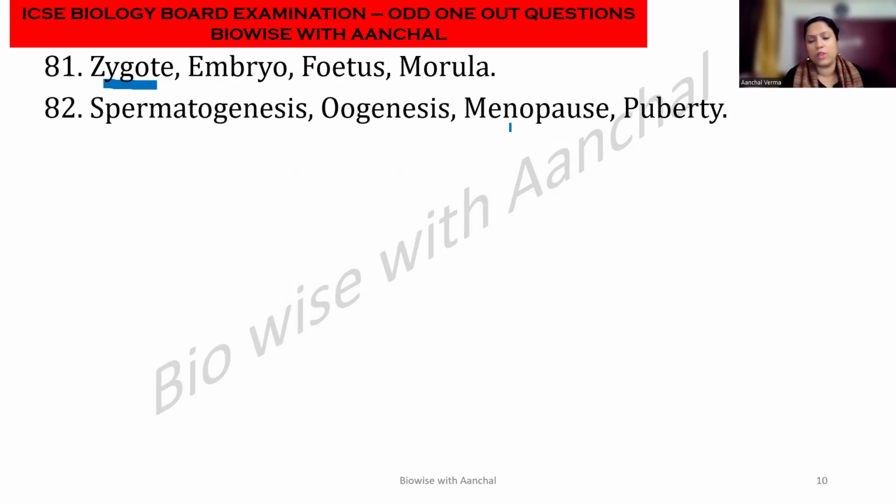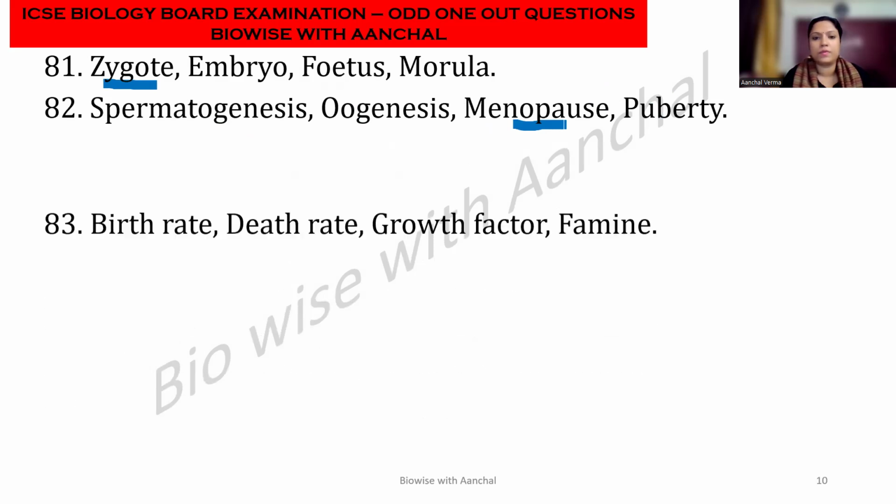Spermatogenesis, oogenesis, menopause, puberty. Now, when puberty happens, you have spermatogenesis, oogenesis. So they are all related to the onset of the reproductive system. Menopause is the end of the reproductive system.